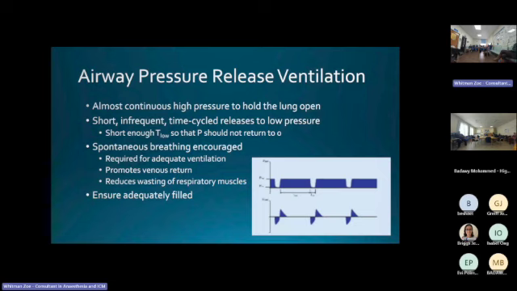So like I said, spontaneous breathing is required for adequate ventilation to get rid of the CO2. It also helps venous return. If you think about it, you're used to having negative intrathoracic pressure. APRV is obviously mostly positive intrathoracic pressure, which means that the passive blood flow back to your heart at the IVC doesn't happen very well. So you need to try and vary the pressure a little bit to help with getting blood flow back to the heart. And yeah, you do need them to be adequately filled.